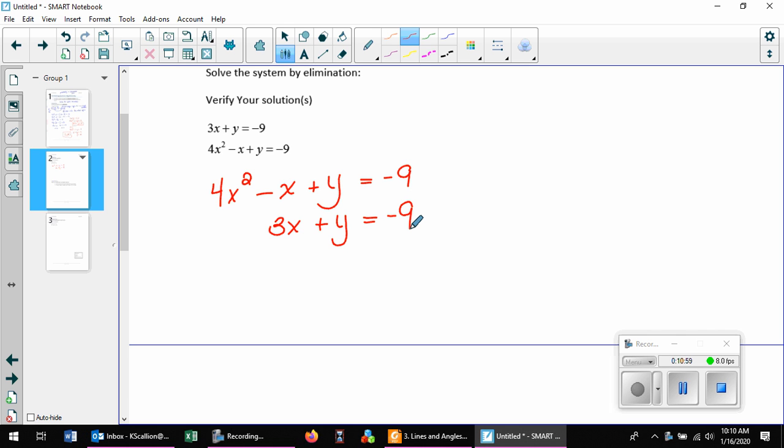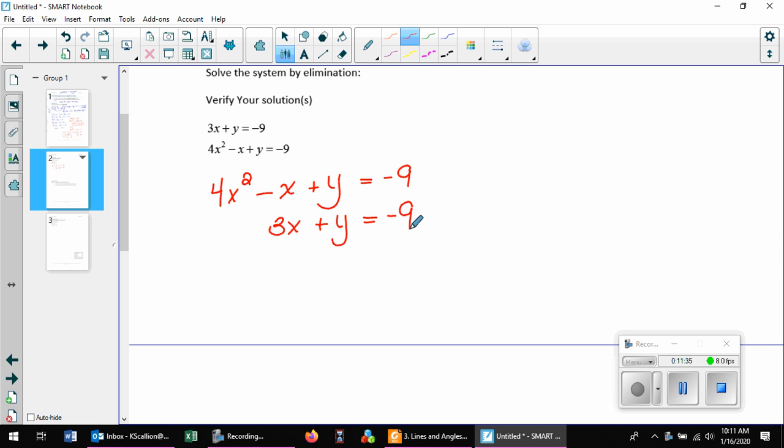When I'm either adding or subtracting them, I like to line them up with the same variables right underneath each other. I leave spaces when they don't have the same variables. Obviously I can't remove an x squared, because I can't do anything to that. I could eliminate the x, but I'd do that by multiplying this one by 3 and then adding them together. But how would I solve that?